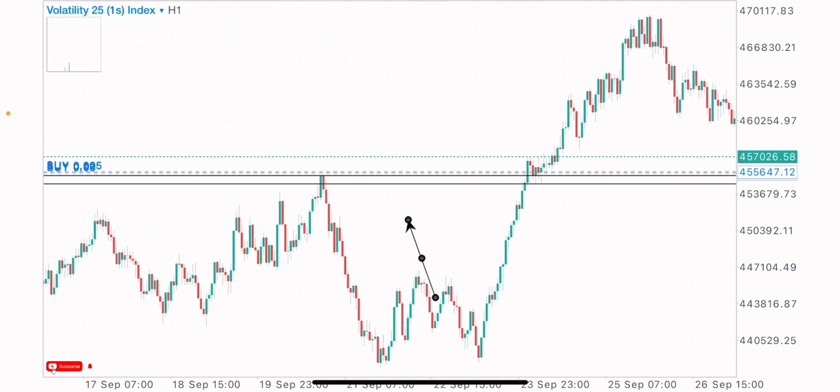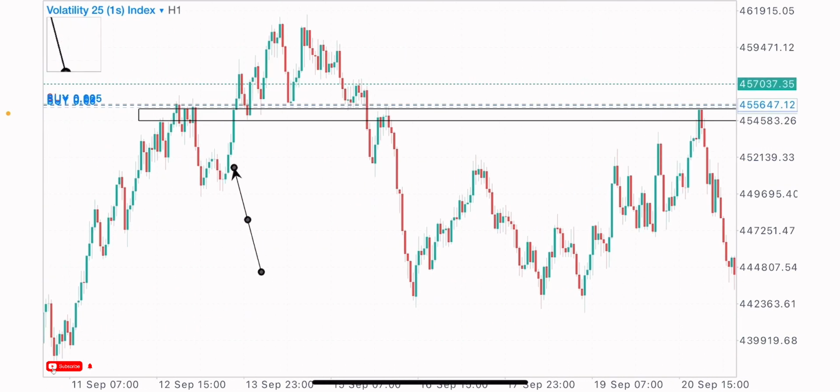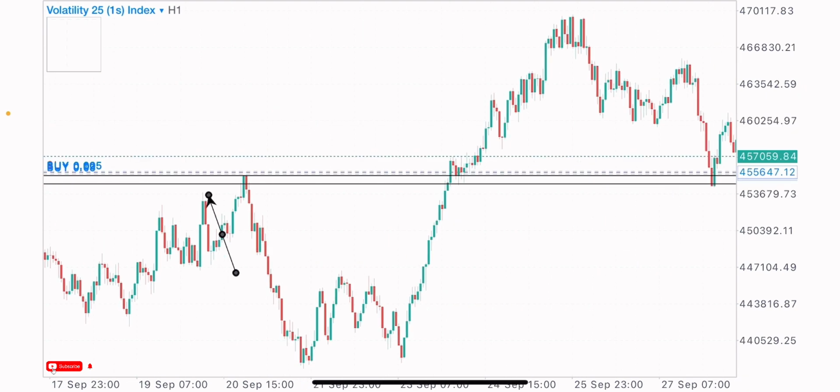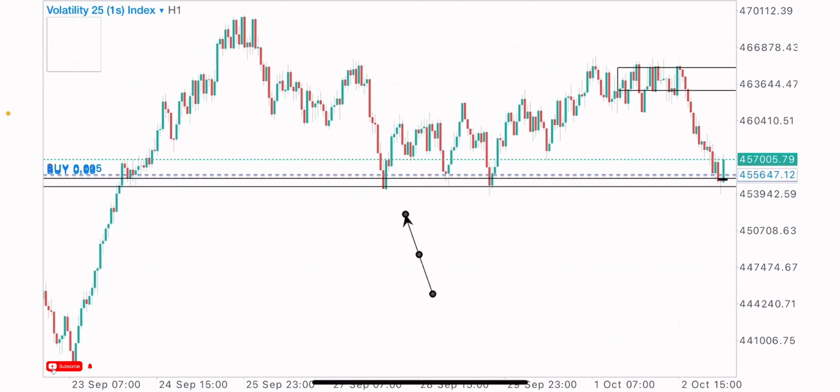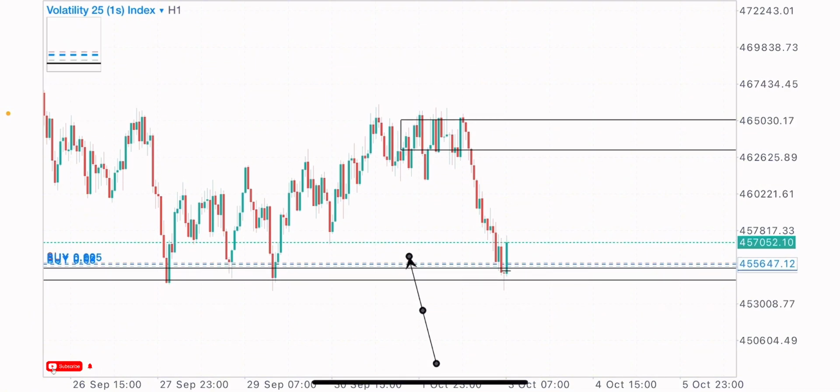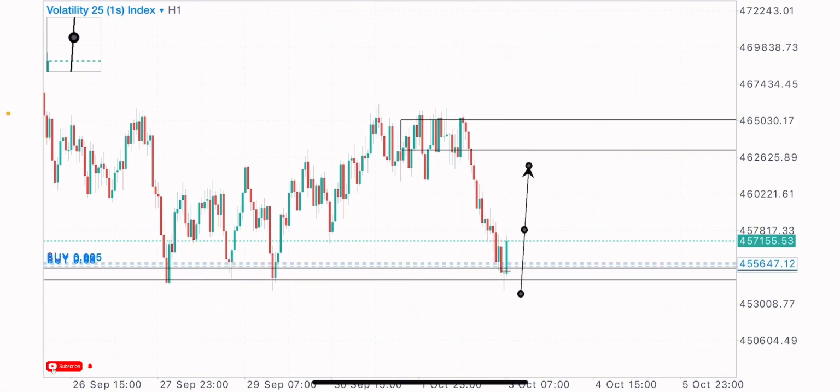Checking historical market moves, we saw price react directly on this level as a resistance and as a support. So after identifying this level on the 1 hour time frame, I expected a possible buy from this level, right? But before this trade expectation, I went to the 4 hour time frame basically.